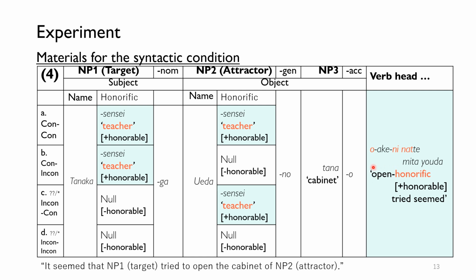In the example, its linking form o ni natte is used only when the subject NP has the cue honorable. Therefore, the examples for C and for D are syntactically awkward or ungrammatical, regardless of whether or not NP2 has the honorific affix. With the combination of syntactically congruent and incongruent NPs, we constructed 4 conditions.